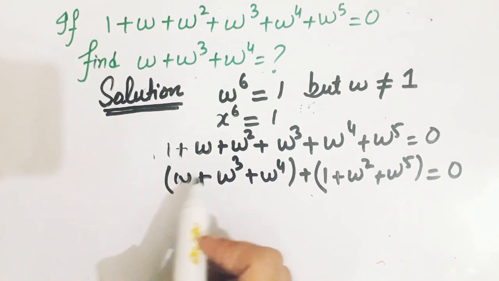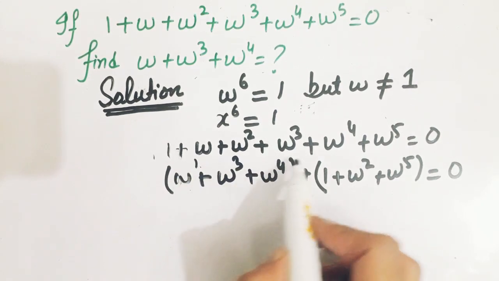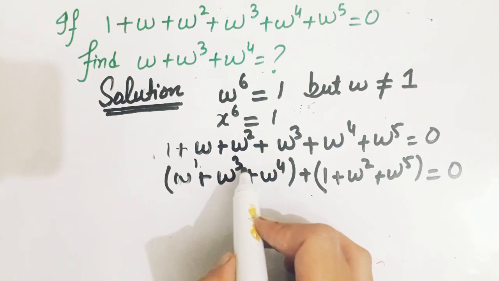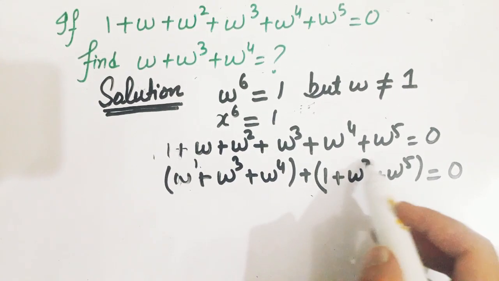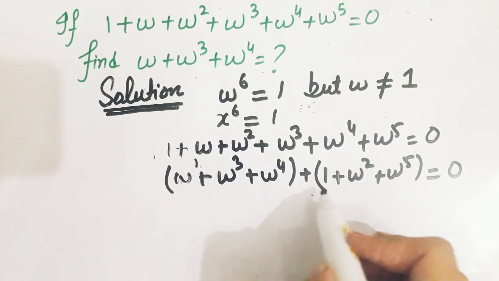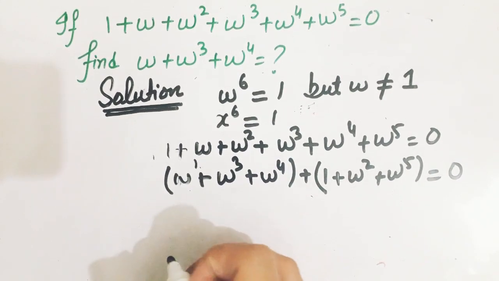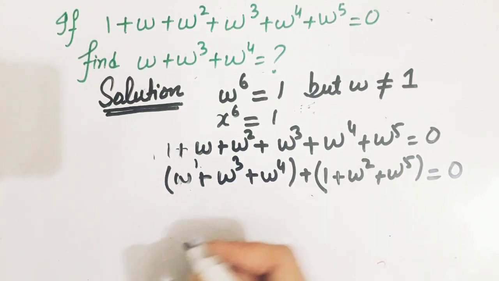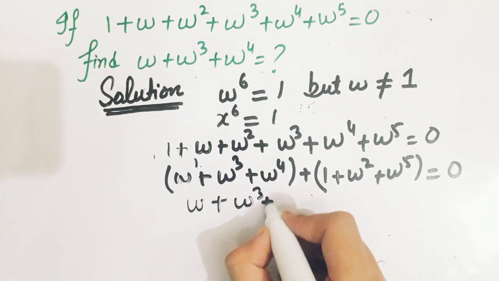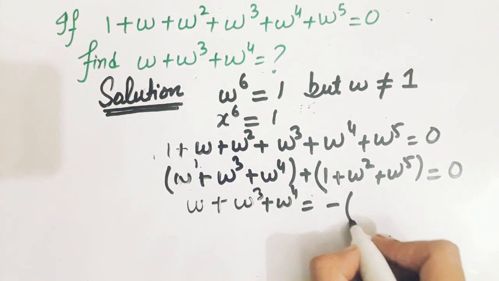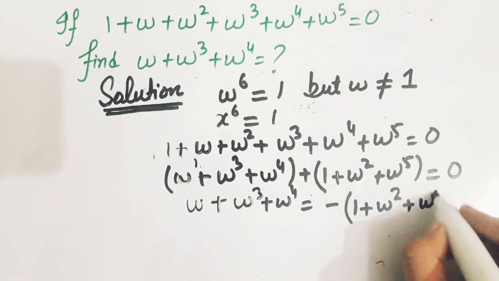It means 1 and its power is 1, and so on. So these are the groups. Now we move one group to the other side: omega plus omega cubed plus omega 4 equals minus of 1 plus omega squared plus omega 5.